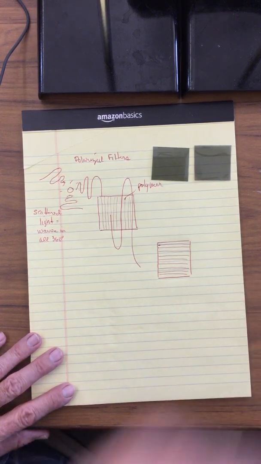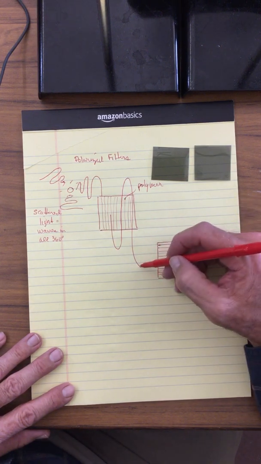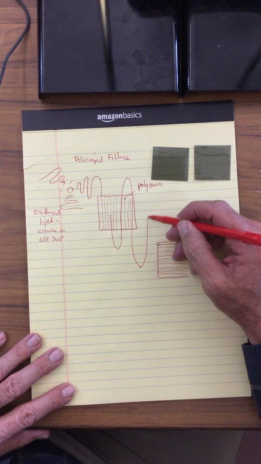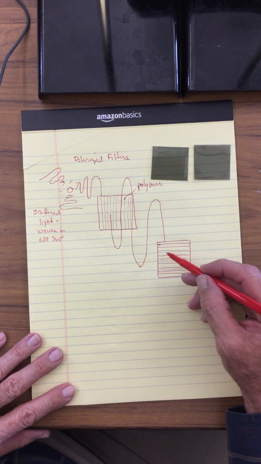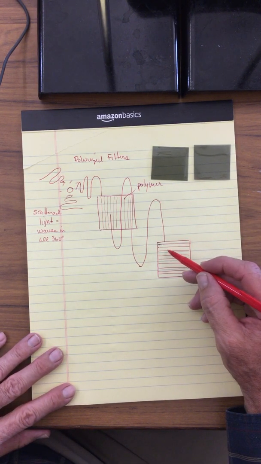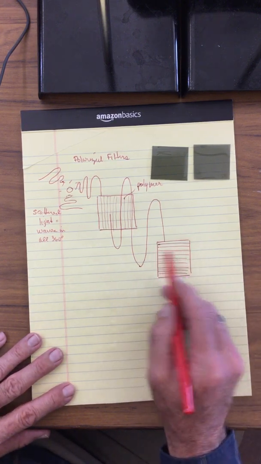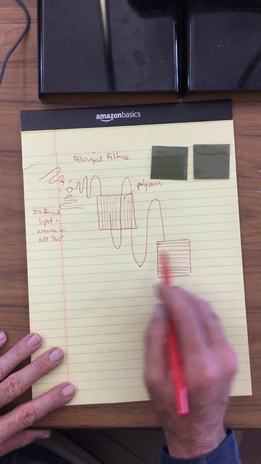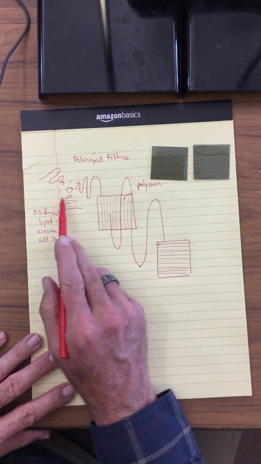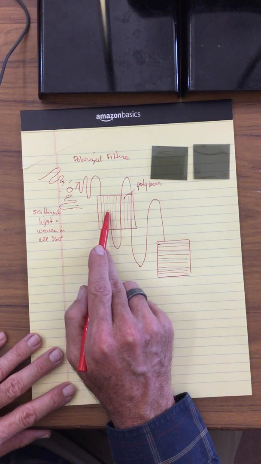Okay, so now what's coming through is only the waves of light that are in the up and down orientation. But then it hits the polymers, which are going to block everything except for the waves of light that are going left and right. But we don't have any more waves going left and right, because all of my left and right waves have been blocked from this first filter.